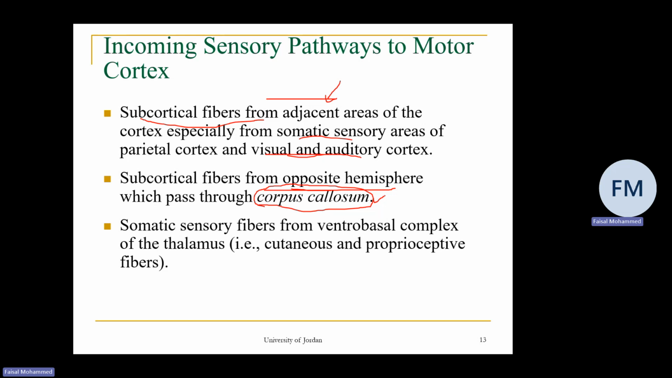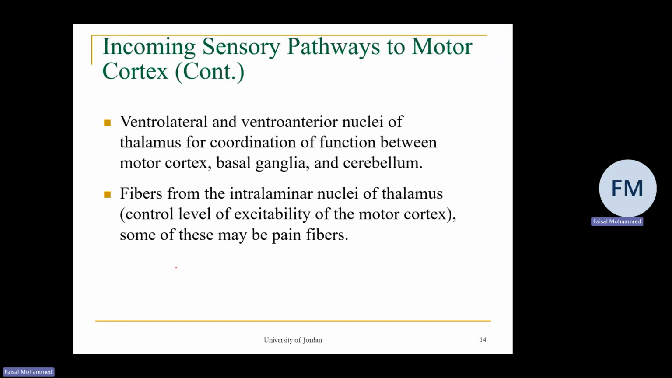You might have seen this in anatomy. Somatic sensory fibers from the ventrobasal complex of the thalamus. This is cutaneous and proprioceptive information, and these are sometimes important for motor integration. Incoming fibers from the ventroanterior and ventrolateral nuclei, the VA and VL. They receive corrective commands from the cerebellum and corrective commands from the basal ganglia. They will pass these commands to the cerebral cortex, as we noticed when we talked about the basal ganglia and the cerebellum.